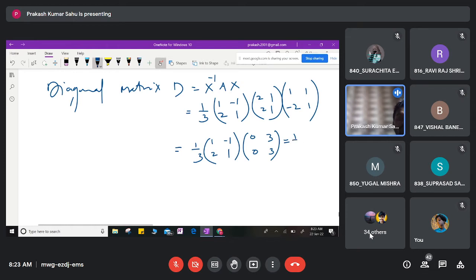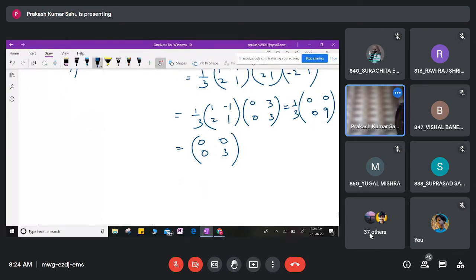So this is 1 by 3. This will be 0, then this will be 0, then this will be 0, and this will be 9. Okay, so now when you multiply by 1 by 3, this will be 0 0 0 3. So you will get this matrix. Understood or not? So now this is your diagonal matrix.